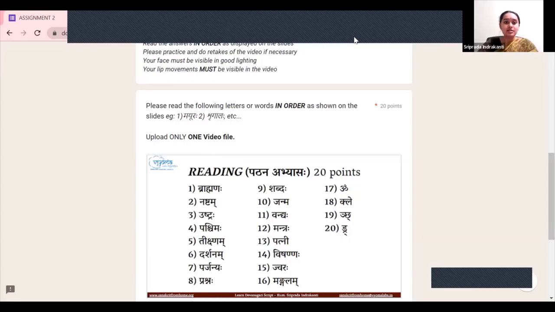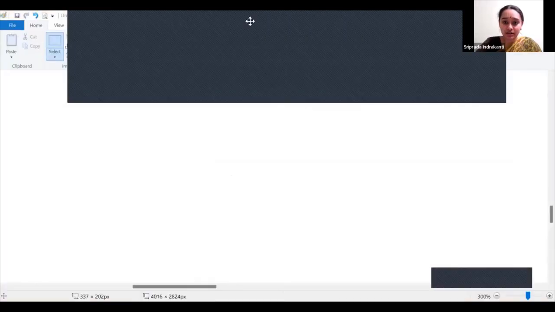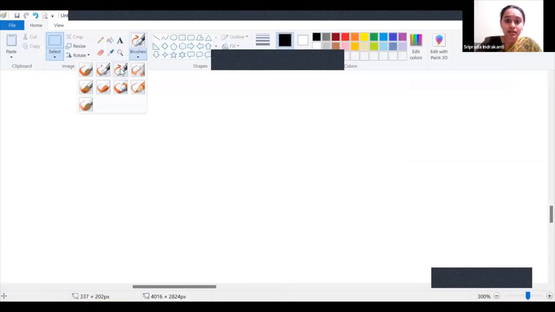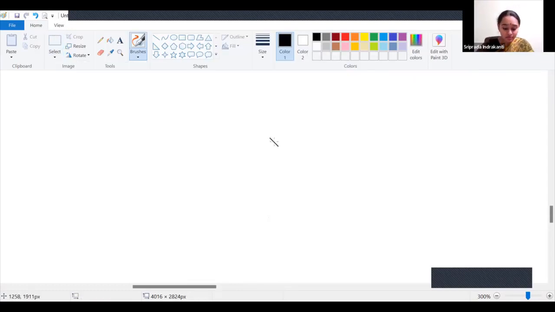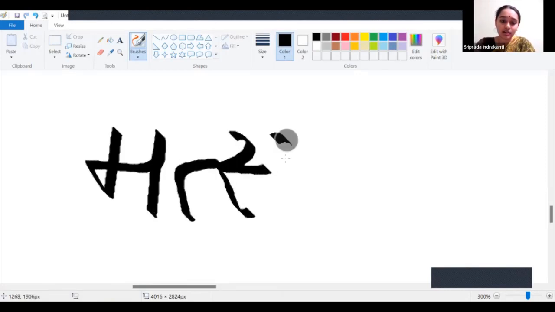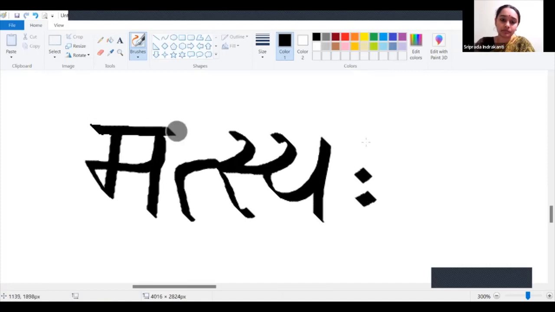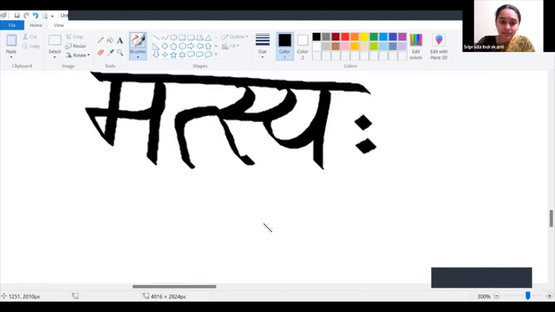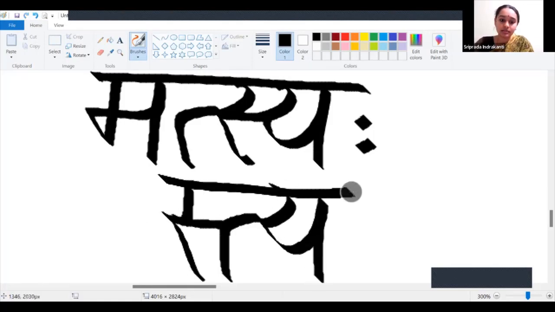We'll go to Paint. This is an interesting word which I wanted to share, which has many consonants together to form it. Before that, first I need to discuss Matsyaha. It is Matsya. The Ta and Sa, observe their positions. The question we had in the exam now was Stya. So you had to write it like Stya.